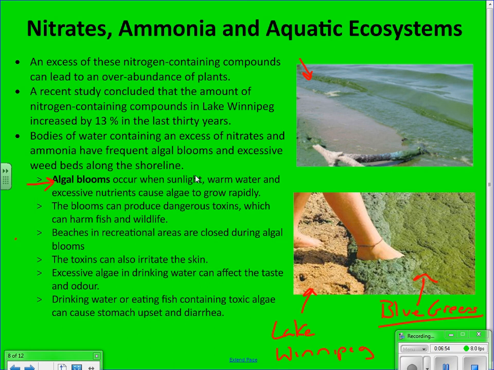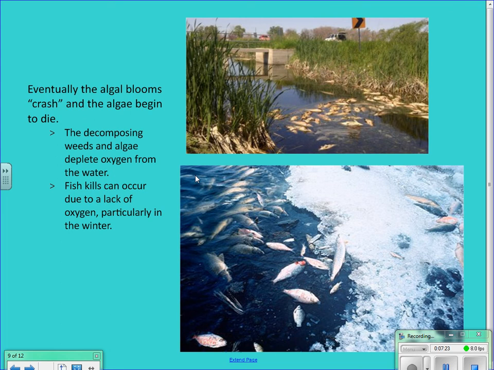Also, the blue-green algae has some toxins that are actually very, very bad and can irritate skin. They can change the odor and the taste of drinking water, and they can even cause illness in humans. So it's a big concern. Lake Winnipeg is a dying lake because of the amount of nitrates and ammonia in the aquatic ecosystems.